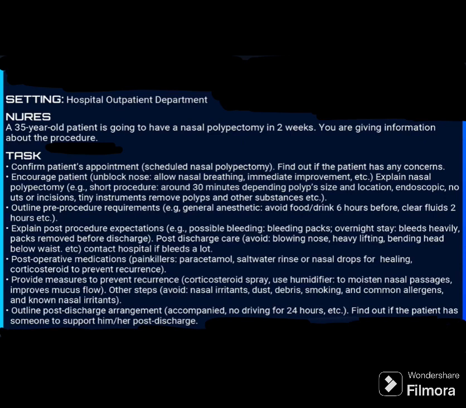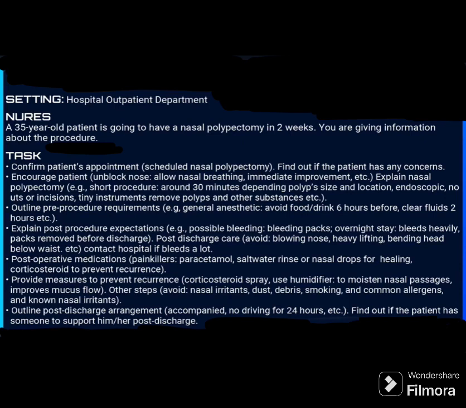The next task is to provide measures to prevent recurrence like corticosteroid spray, using a humidifier to moisten nasal passages, and improving mucus flow. Some other steps also they have given. So maybe their question is how I can prevent a recurrence, I don't want to get any more pain. So you can tell that I can truly understand your concern, James. I will tell you some measures to prevent a recurrence. As I informed you, you will have corticosteroid spray. Moreover, you can use the humidifier to moisten the nasal passages. It will improve the mucus flow as well.